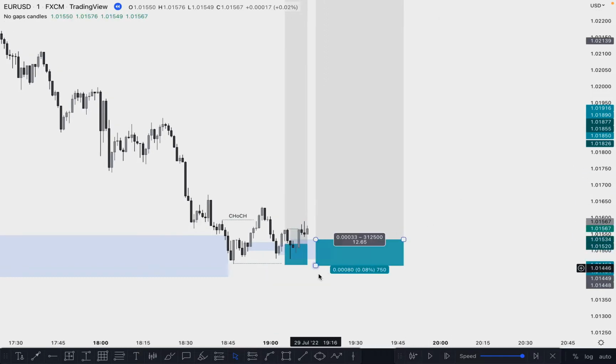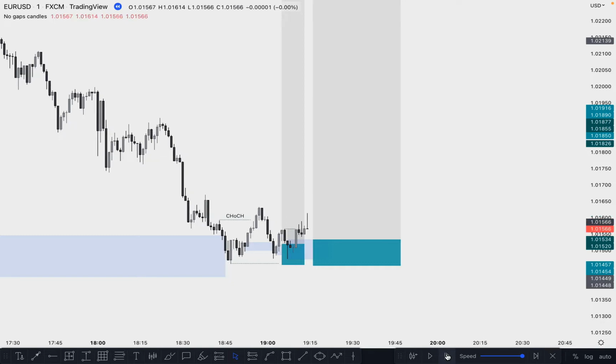Okay, if the market breaks this structure, it means the market actually wants more downside, because the market broke this demand, which means there is no sense in buying here. Okay, so let's see what happens next here.